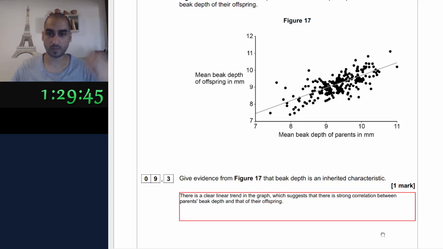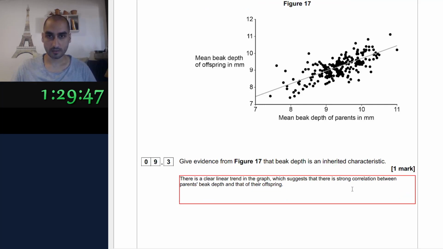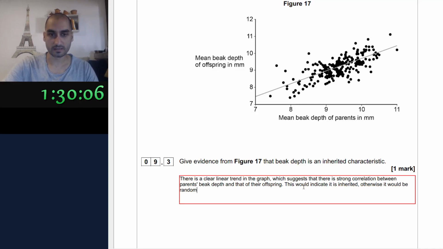I mean, it's 1 mark. What more do I need to say? This would indicate it is inherited. Otherwise, it would be random and we would see no trend. I don't know. All right.